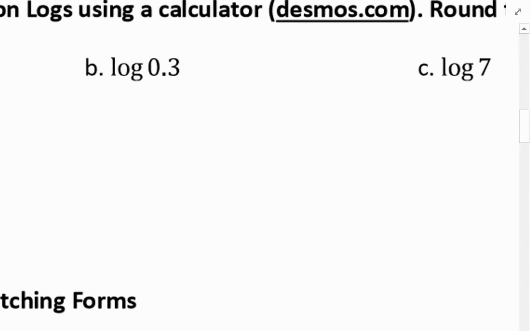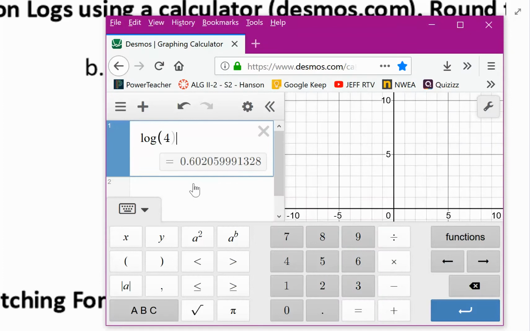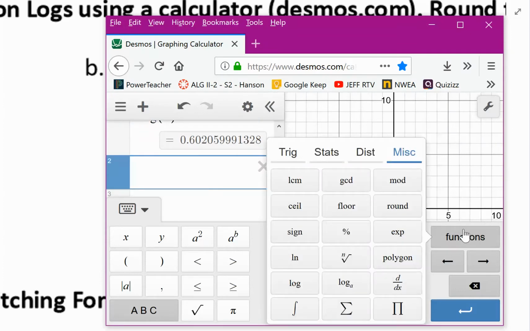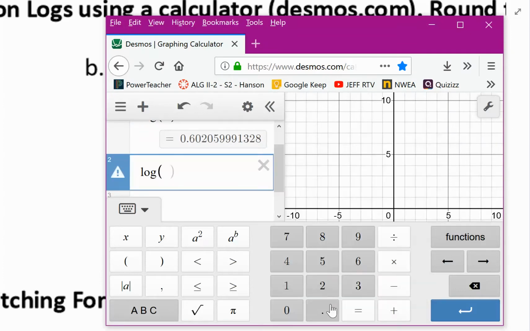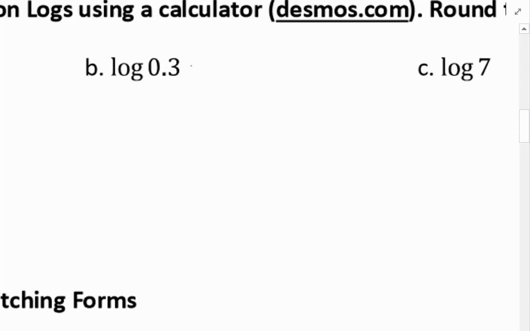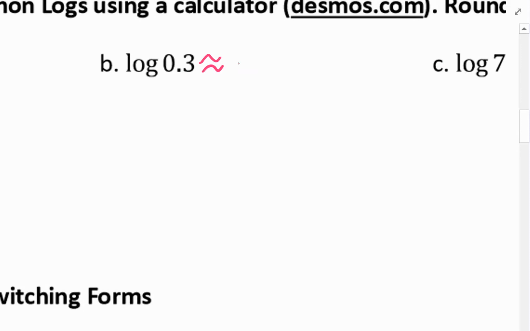Maybe pause the video and write down what decimals you get, because that way when I write it, you can check if your rounding is correct. Log of 0.3 is approximately negative 0.52.